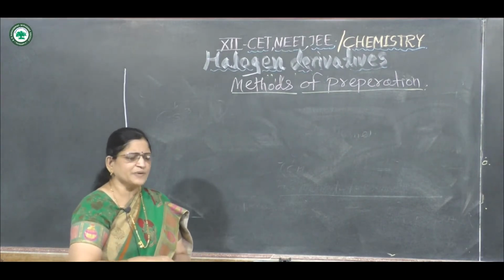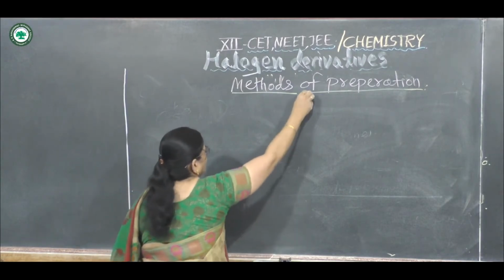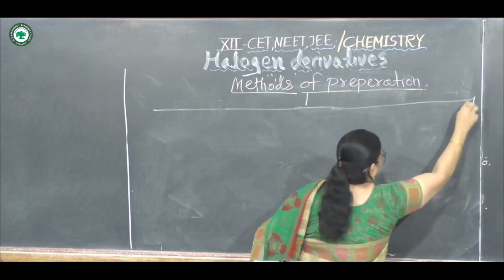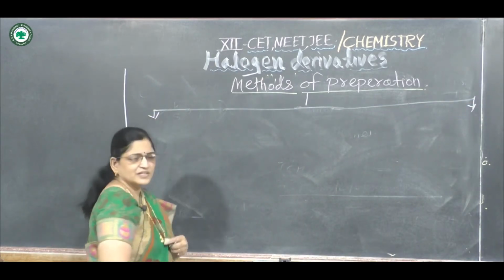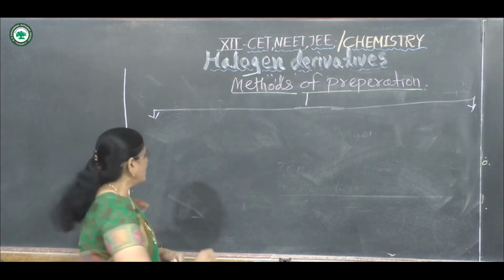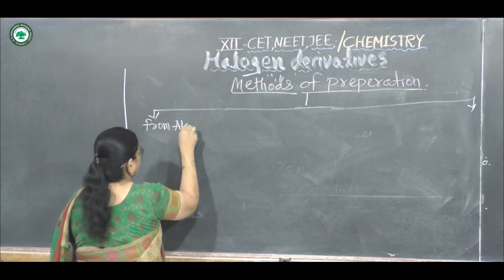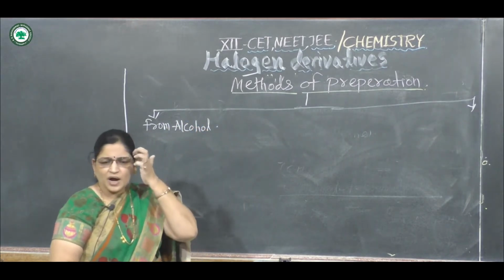Which is the first method? The first method is from alcohol. Again remember this diagram for methods of preparation, in short the chart of 4 methods of preparation. First one, from alcohol.